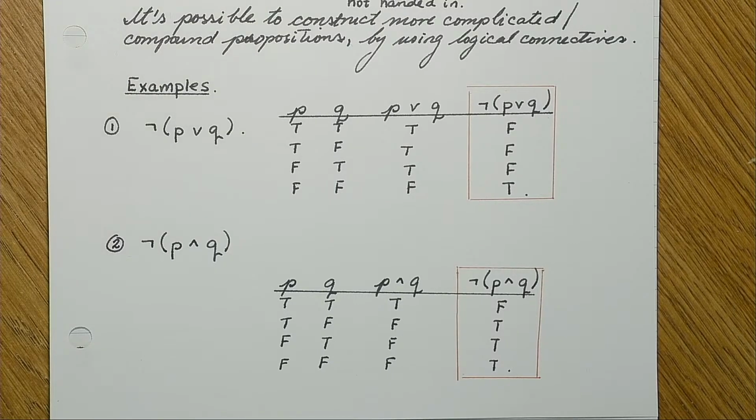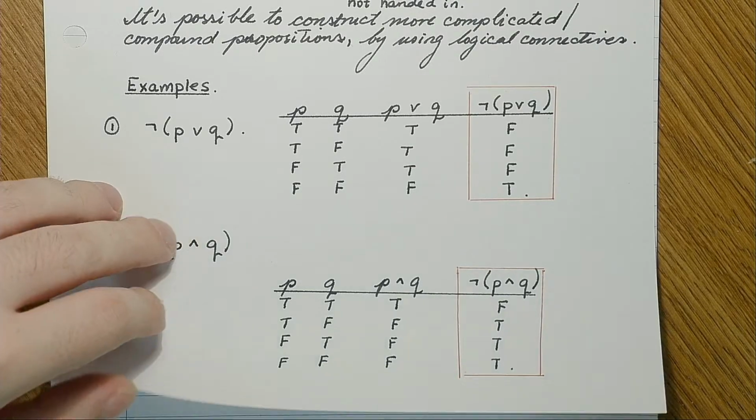How complicated can these tables get? Yes, they can get very complicated. Yes, we're taking it slow.